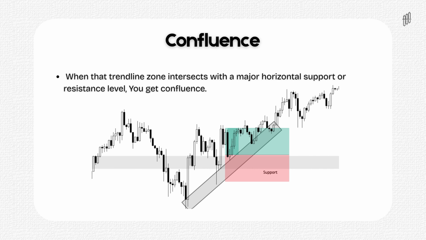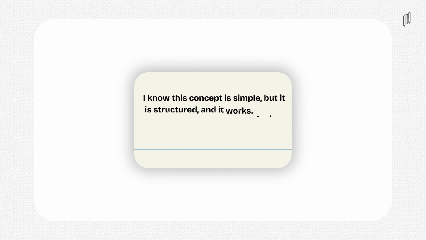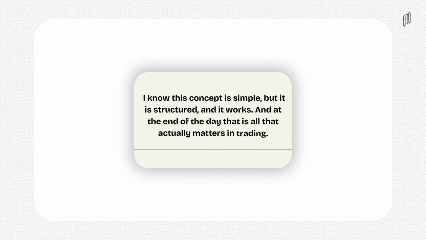Think about what confluence actually means in practice. Your trendline zone is telling you that price has respected this diagonal area repeatedly over time. Your horizontal support or resistance level is telling you that price has reacted strongly to this specific price level on multiple occasions. When these 2 things meet at the same point on your chart simultaneously, you are not looking at one reason to take a trade. I know this concept is simple, but it is structured, and it works. And at the end of the day, that is all that actually matters in trading.